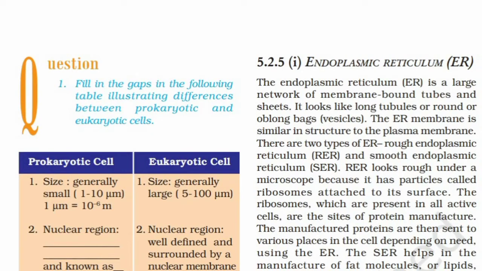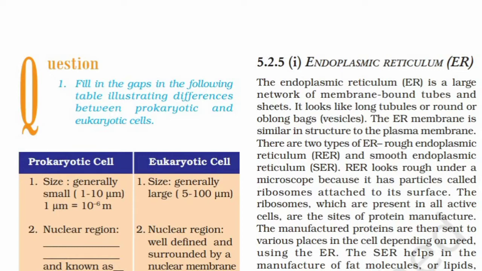Endoplasmic reticulum, or ER. The endoplasmic reticulum is a large network of membrane-bound tubes and sheets. They are covered by a thin skin. It looks like long tubules or round or oblong bags, vesicles. So how do they look? They look like tubes, sheets, tubules or oblong bags.